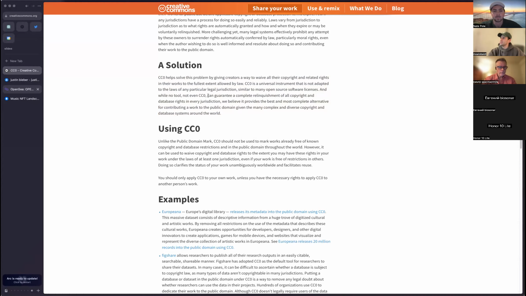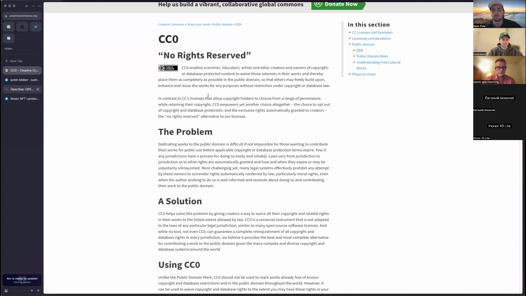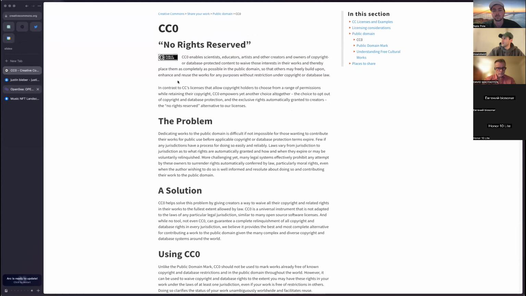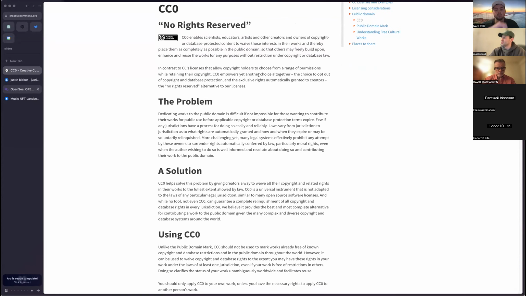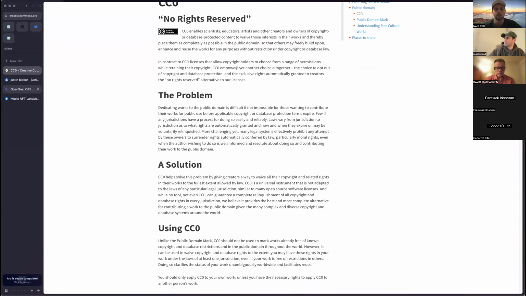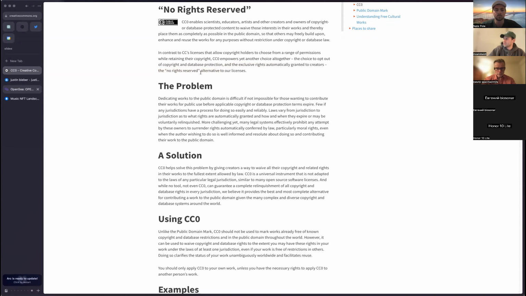Yeah, but basically this is a new kind of creative license that they're trying to leverage for NFTs in this space. And so you can see here that in contrast to a Creative Commons license, which allows copyright holders to choose from a range of permissions while retaining their copyright, CC0 has the choice to opt out of copyright and database protection with a no rights reserved alternative to their licenses.